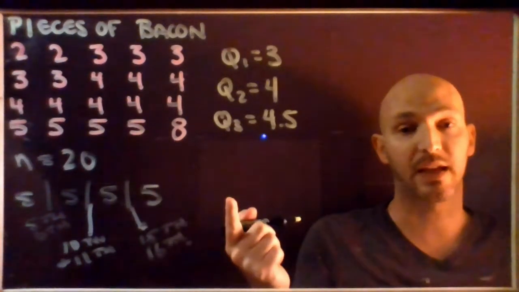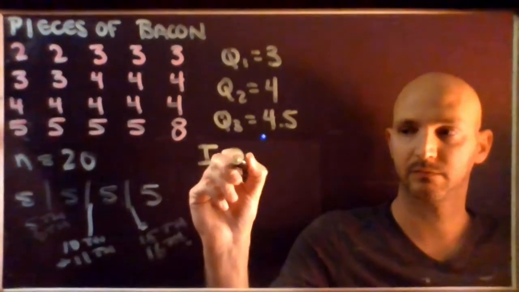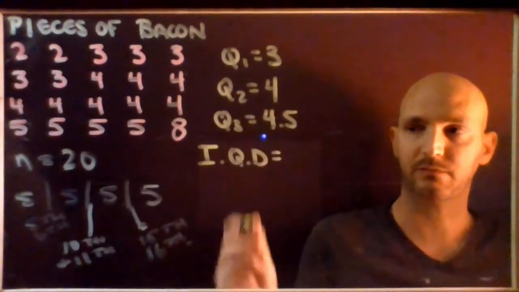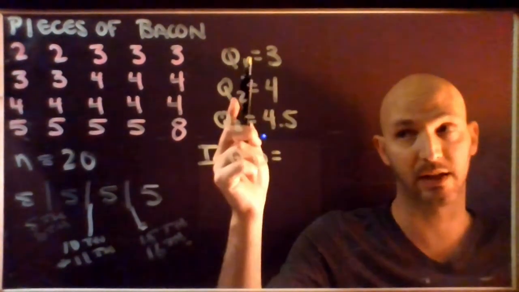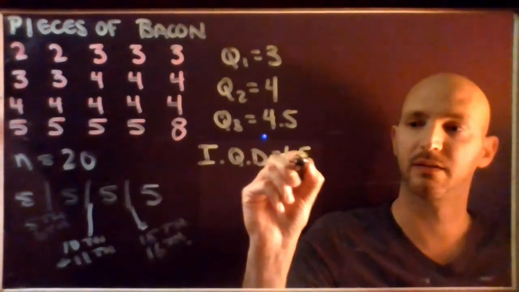So this lets me calculate an interquartile distance by taking Q3 and subtracting Q1, and 4.5 minus 3 is 1.5.